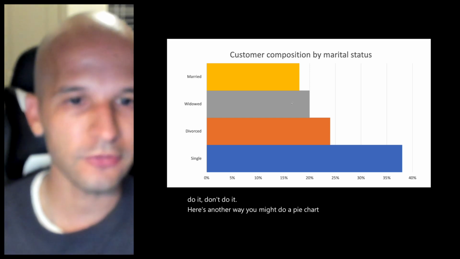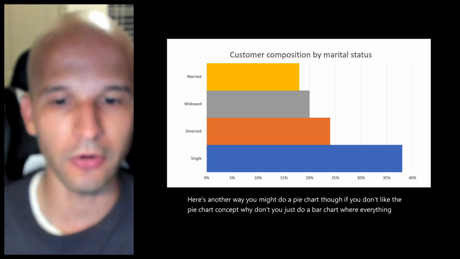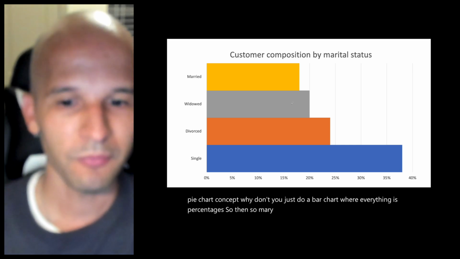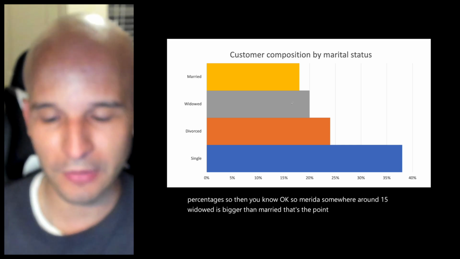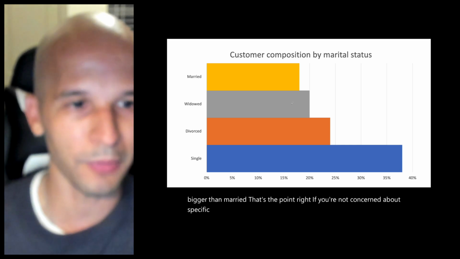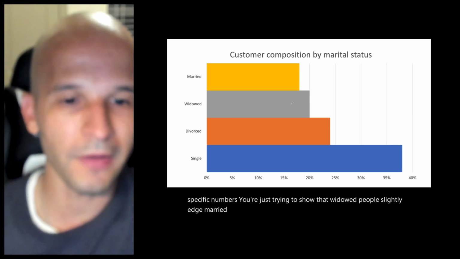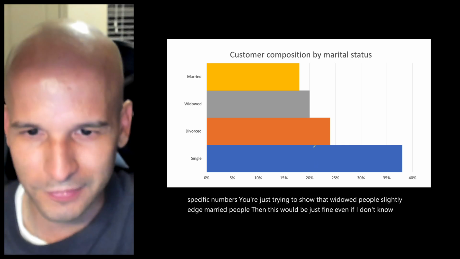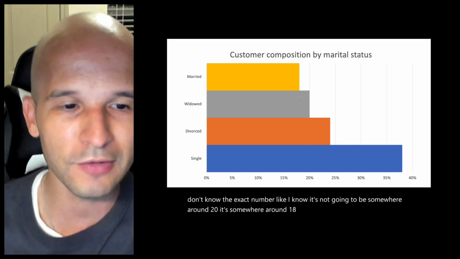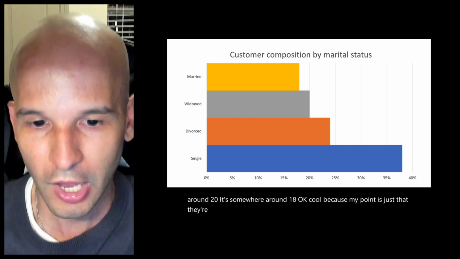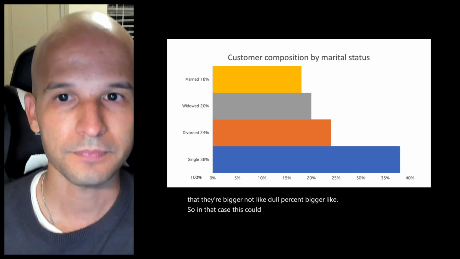If you don't like the pie chart concept, why don't you just do a bar chart where everything is percentages? So then you know, okay, married is somewhere around 15, widowed is bigger than married. That's the point, right? If you're not concerned about specific numbers, you're just trying to show that widowed people slightly edge married people, then this would be just fine. Even if I don't know the exact number, I know it's going to be somewhere around 20%, somewhere around 18%. Okay, cool. Because my point is just that they're bigger, not the percent bigger. So in that case, this could be just fine.